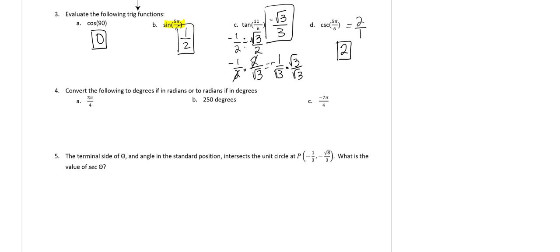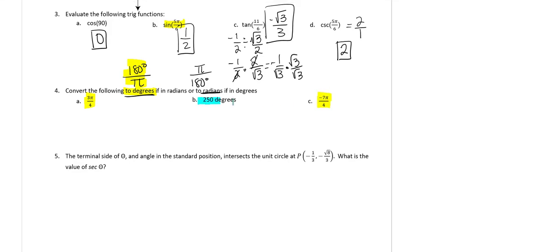Moving on, convert the following to degrees if in radians, or to radians if in degrees. So we need to remember our constants of proportionality. If we're going to degrees, we're multiplying by 180 and dividing by pi. If we're going to radians, we're multiplying by pi and dividing by 180. This first one says 3 pi over 4, so we're going to degrees.